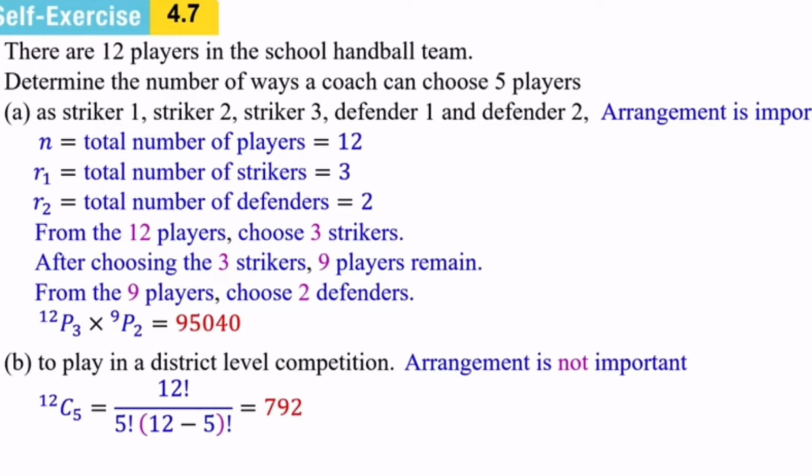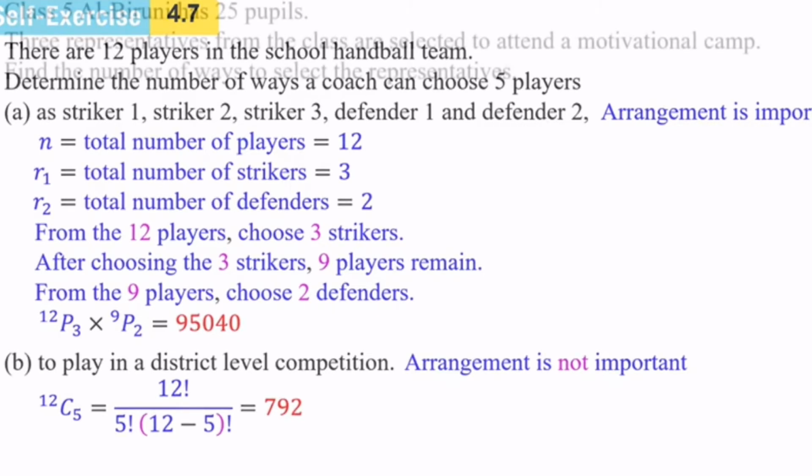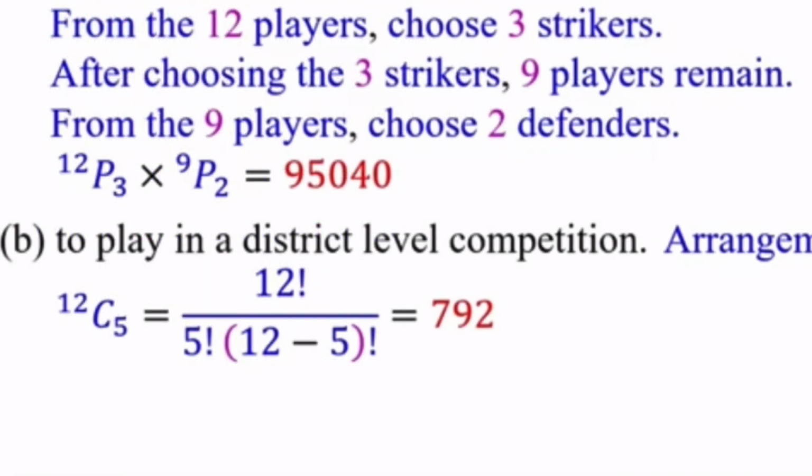Obviously it will be less than the number of ways if the order is important. Like part A, you have 95,040 ways, whereas if the order is not important, it's just 792 ways. So be careful when you do. Always think first whether the order is important or not before we use a formula. Alright, let's proceed to the next question.